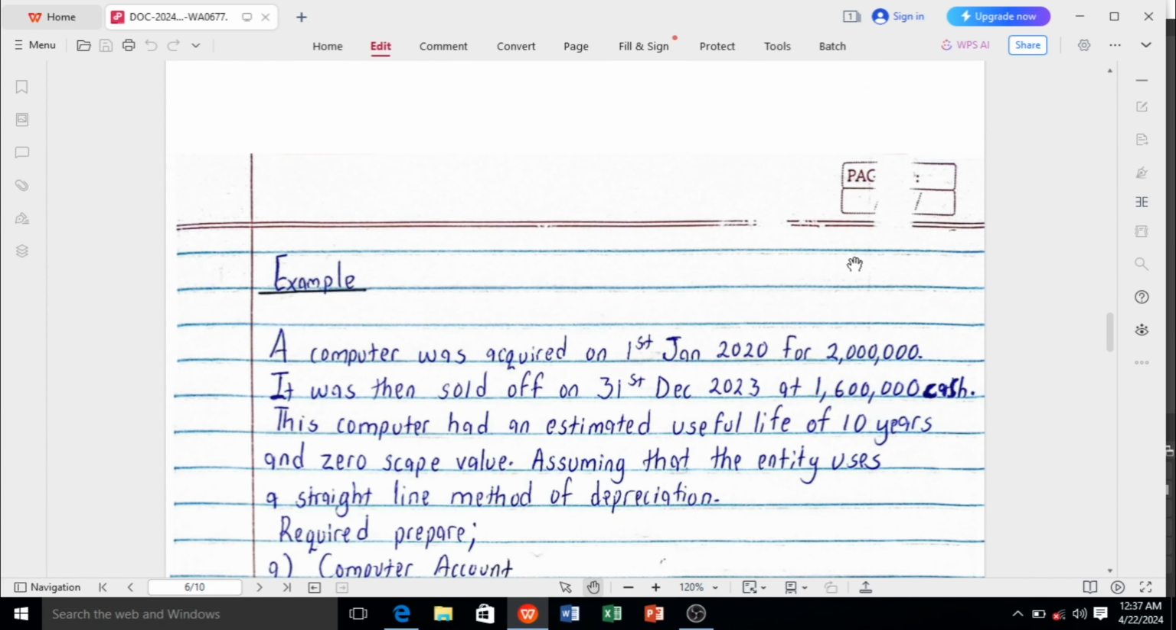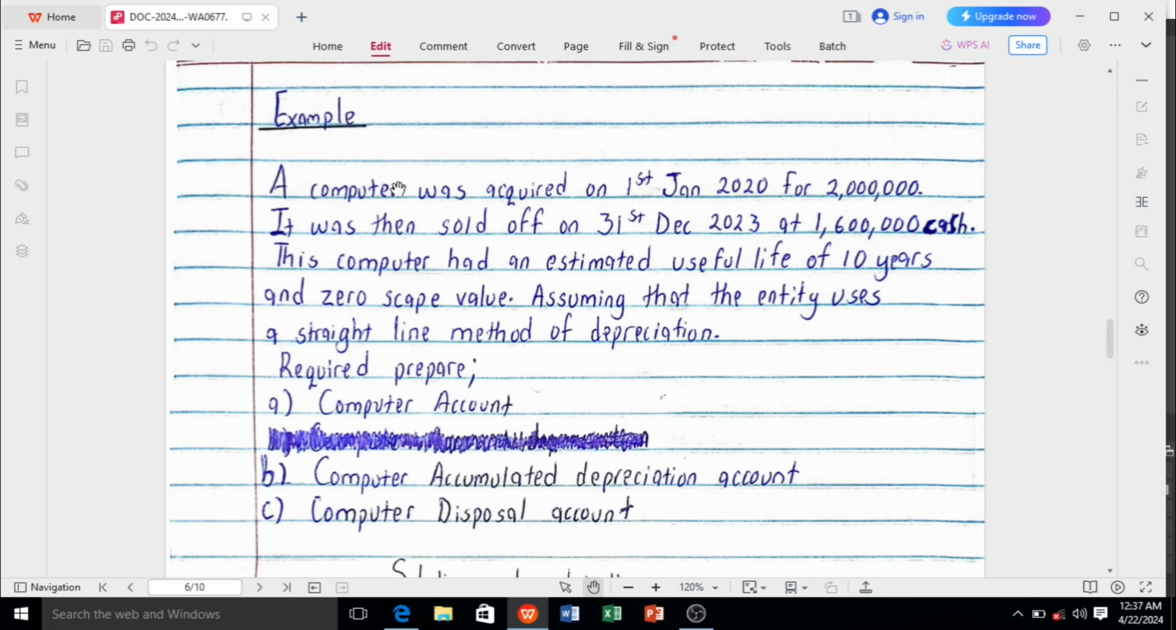Then we are going to handle an example. A computer was acquired on 1st January 2020 for 2 million. It was then sold off on 31st December 2023 at 1.6 million cash. I want you to know that whenever you're doing this question, the day it was disposed of is always key. Since we're dealing with disposal, it will always mark our endpoint, as I'm going to show you below. This computer had an estimated useful life of 10 years and 0 scrap value.